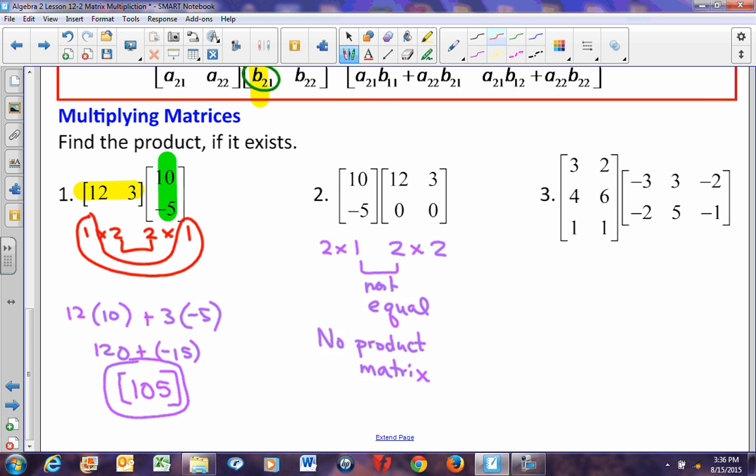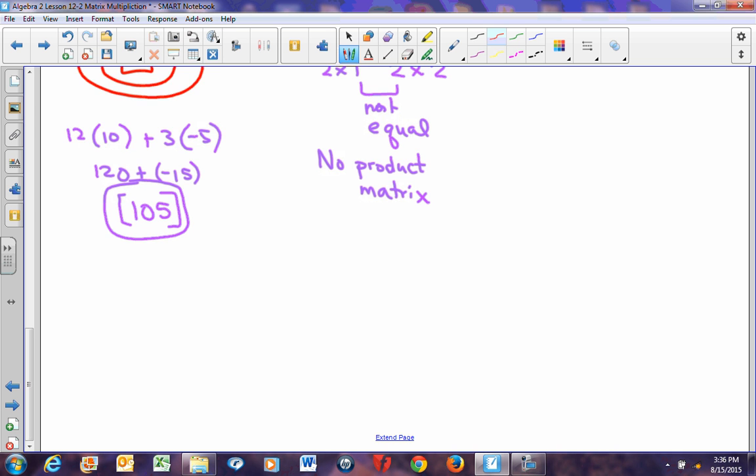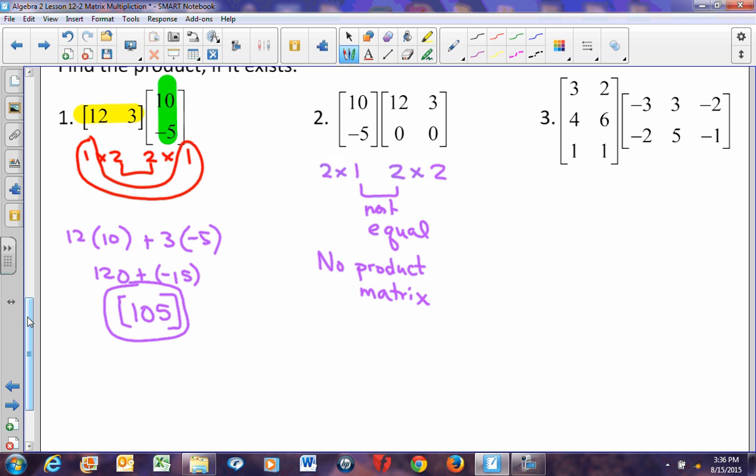All right, let's take a look at the third one over here. I know I'm going to need more space. This has 3 rows and 2 columns, and the second matrix here has 2 rows and 3 columns. So they match, and my final answer is going to be a 3 by 3.